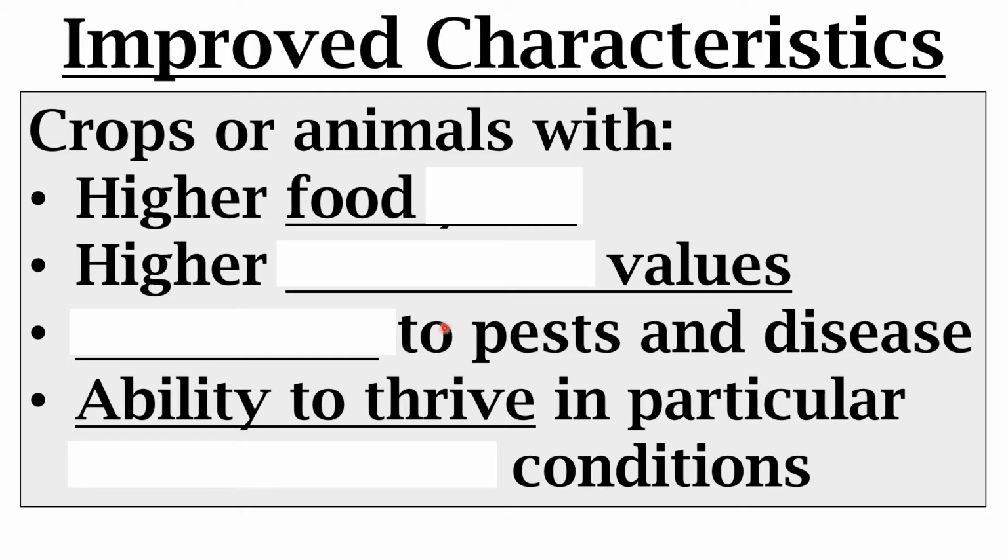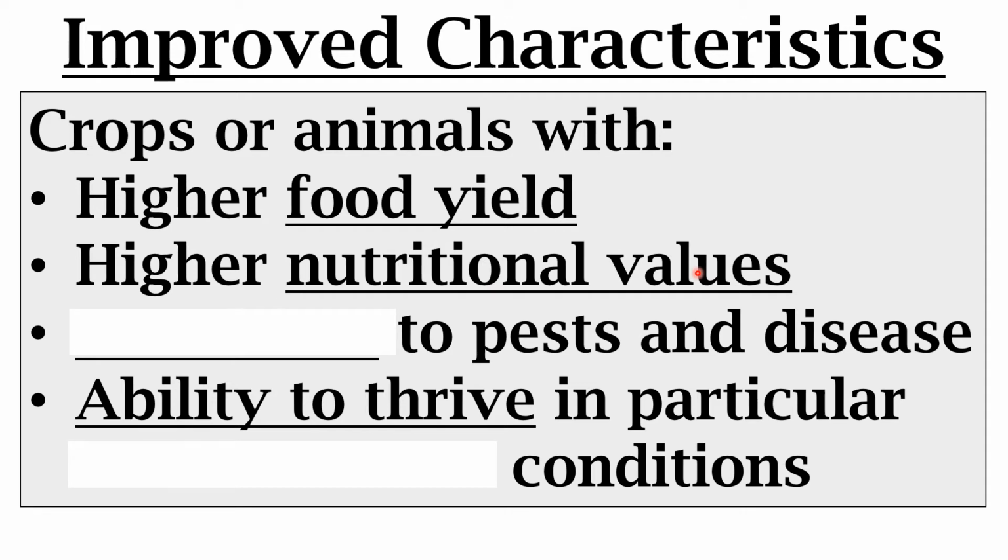Okay, so the characteristics you might want to improve. So crops or animals with higher food yield is the word. Higher nutritional values as well. So you can get enough, even if it's maybe a small amount of food that's rich in the vitamins and whatever else that humans need. Something else that would be useful would be resistance to pests and disease.